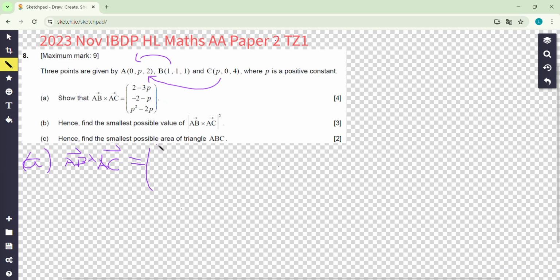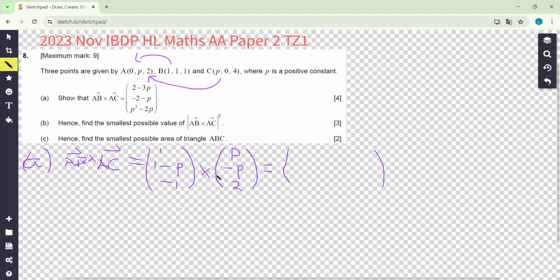So 1 minus P, and then minus 1. And then this one cross C minus A, P minus P, and then 2. And then you do the cross product. Just work hard. Okay, one by one. First one here.